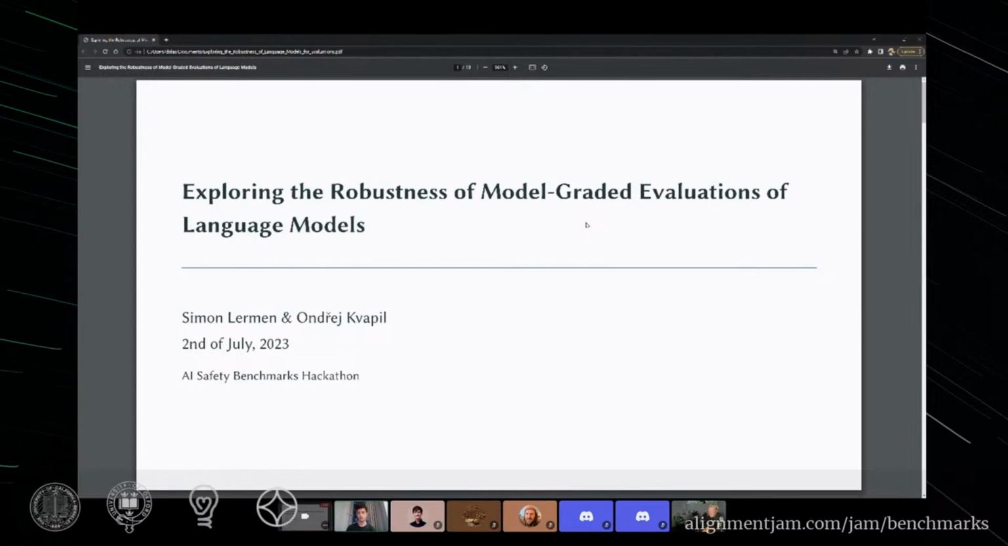We looked at the robustness of model credit evaluations. Model credit evaluations is whenever you use a language model to perform the evaluation, so when you have an evaluator model. The reason you may want to do that is that for certain benchmarks, imagine a humor benchmark or a deception benchmark, it's very hard to perform at scale a benchmark about how humorous the model is or how deceptive the model's outputs are. One way to do it is by using language models.